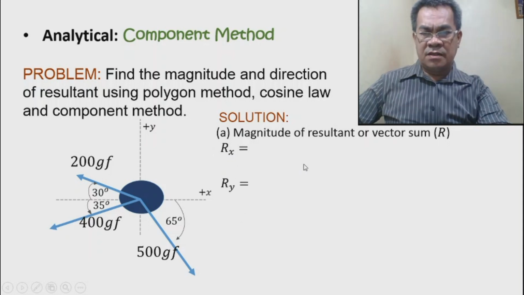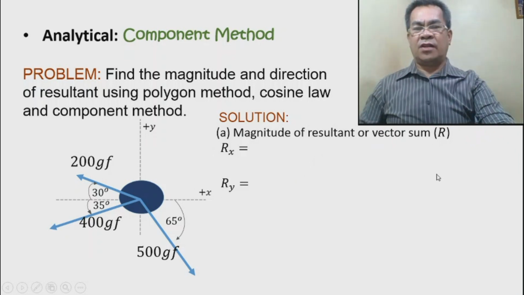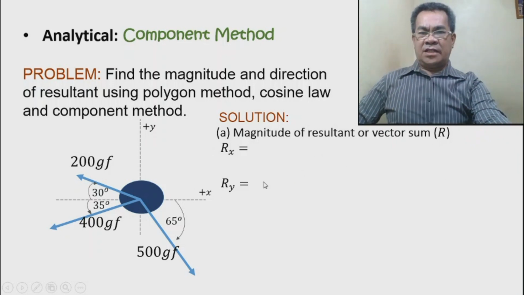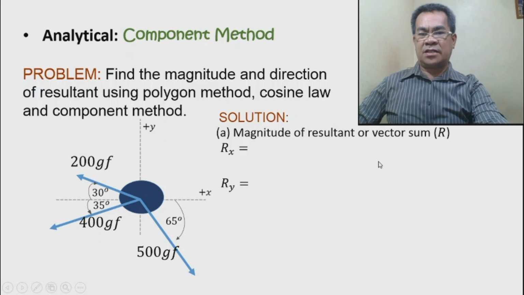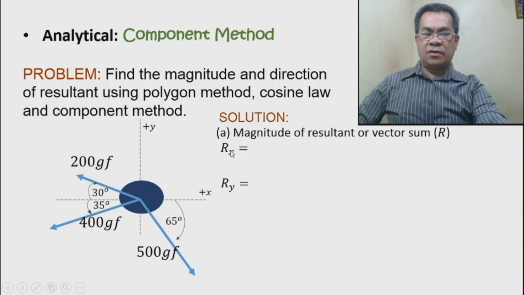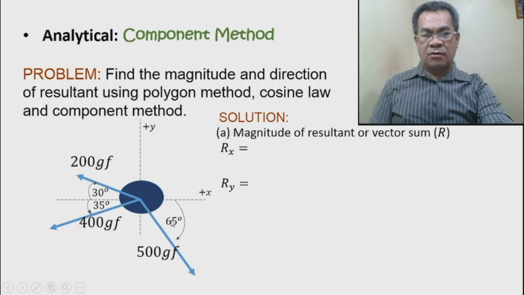Now what's the x component? Recall in our previous slide, the steps are to resolve all the components along x, then sum up, and that's the Rx. For Ry, resolve the forces into their components, then collect all the y components only, then sum up algebraically. Okay, let's do it. I think it's good to use this method.